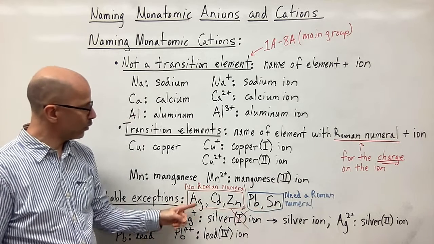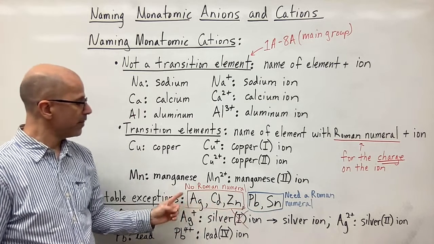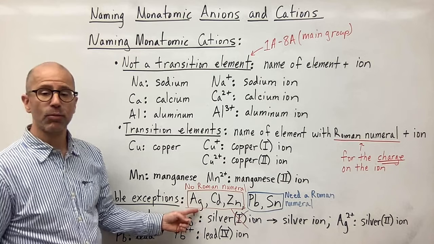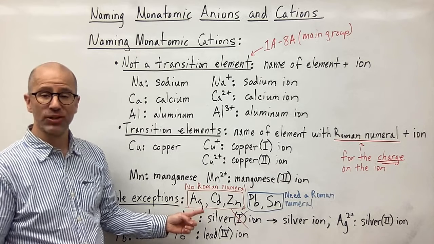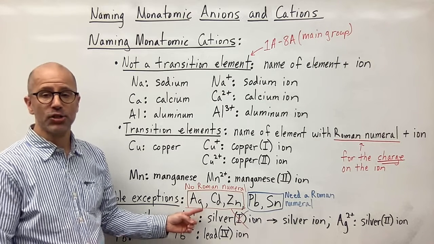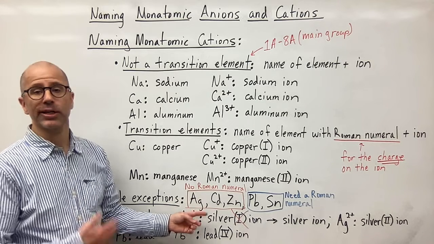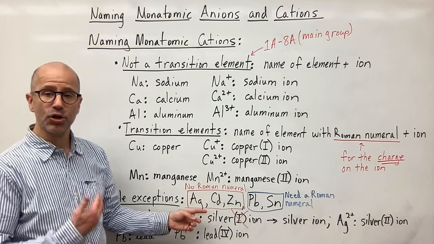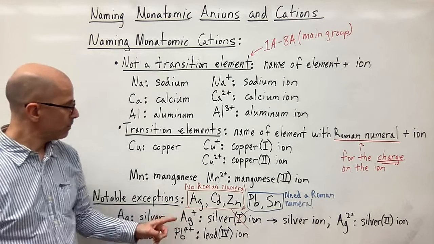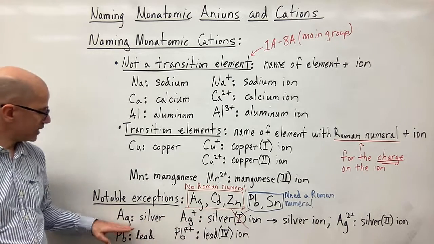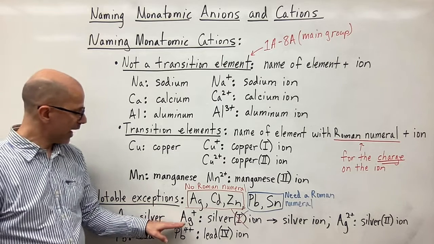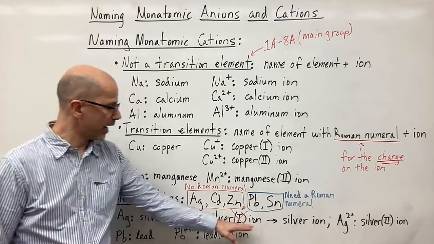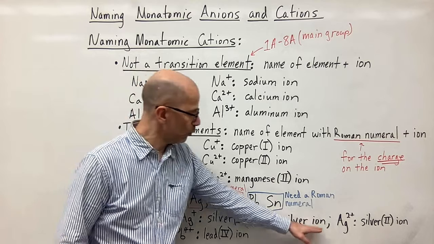So silver, cadmium, and zinc, they are transition elements, but they will not have a Roman numeral because by and large they only have one charge. Since they only have one charge, you just need to remember that charge on that ion. So you don't name it with a Roman numeral. For example, we have silver. This Ag+ ion, we're not going to call that silver 1 ion. We're going to call that the silver ion.